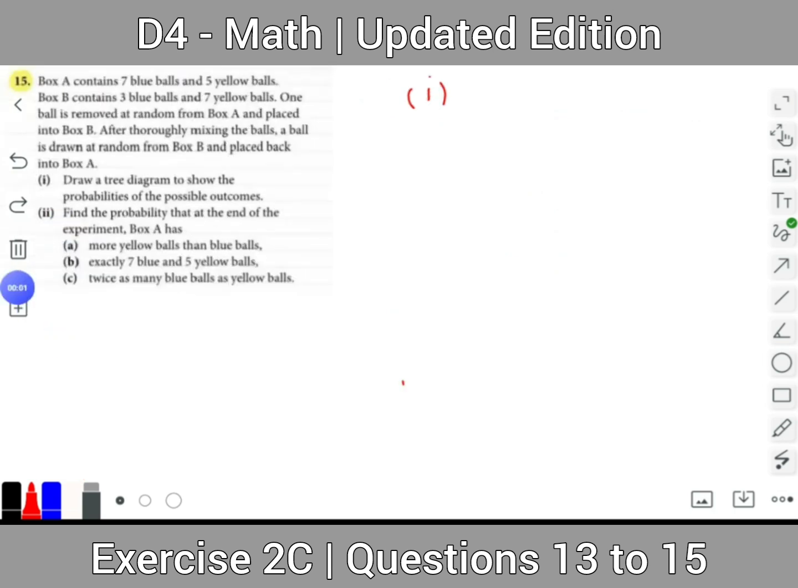Now question 15. Box A contains 7 blue balls and 5 yellow balls. Box B contains 3 blue balls and 7 yellow balls. One ball is removed at random from box A and placed into box B. After thoroughly mixing the balls, a ball is drawn at random from box B and placed back into box A. In part 1, draw a tree diagram to show the probabilities of the possible outcomes.